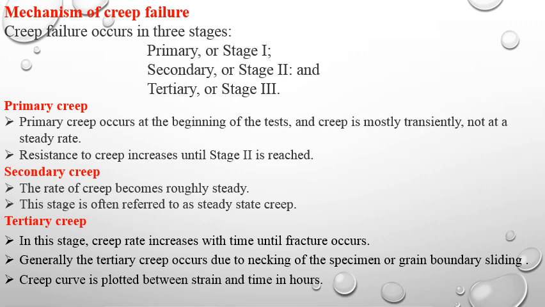The mechanism of creep failure has three stages, that is primary, secondary and tertiary. The primary occurs at the beginning of the test, and in the secondary the rate becomes roughly steady. In the tertiary stage the rate increases with time until fracture occurs.